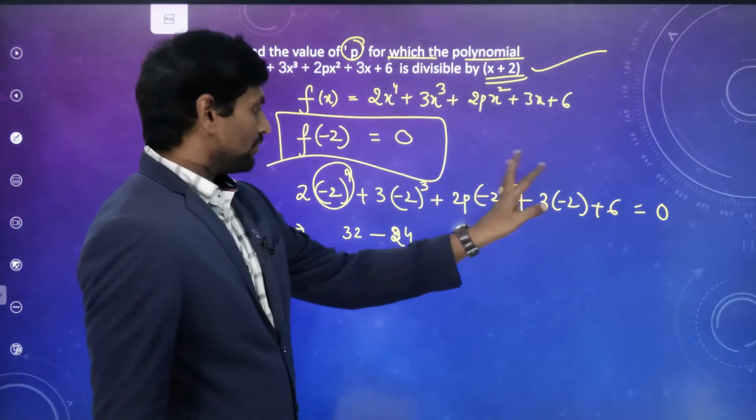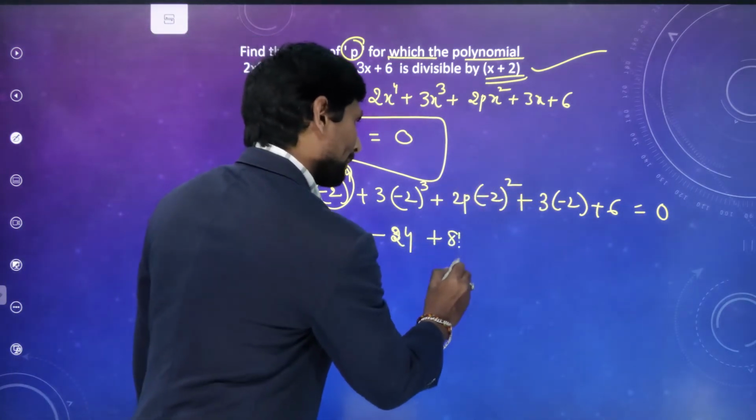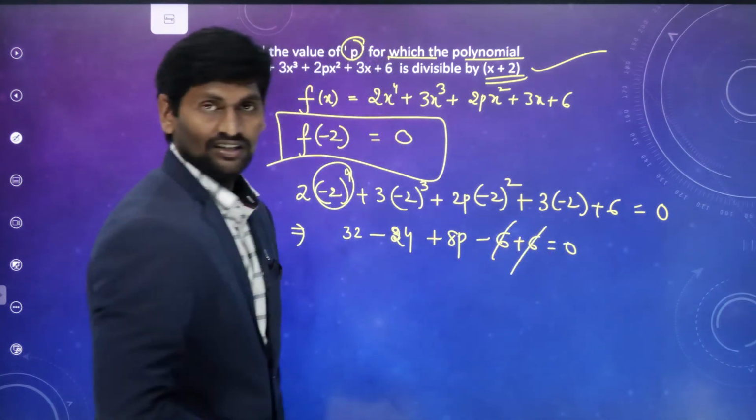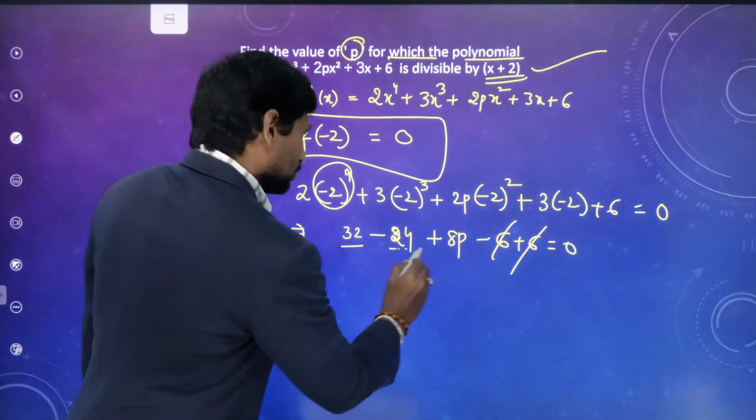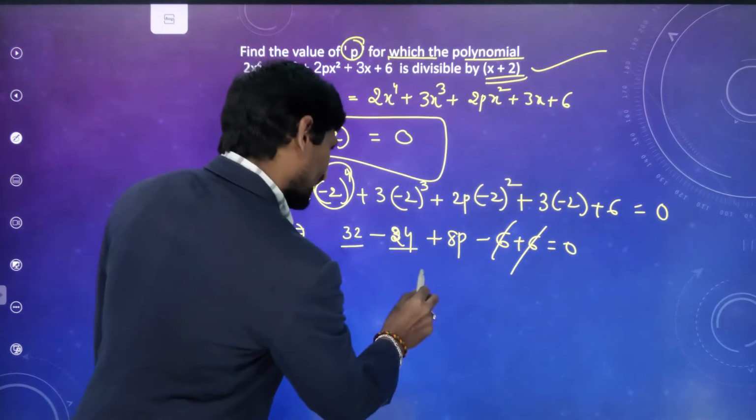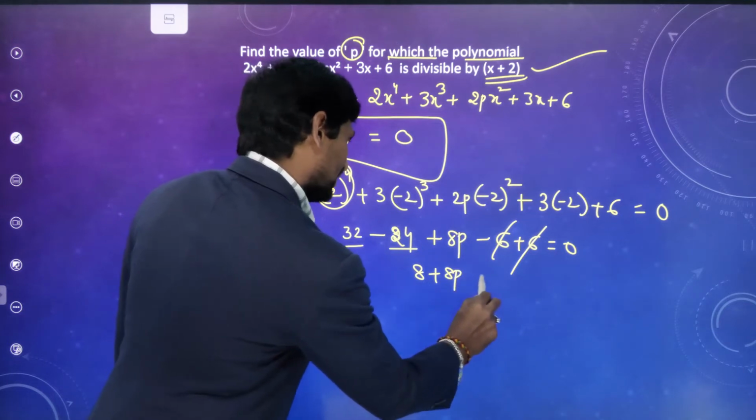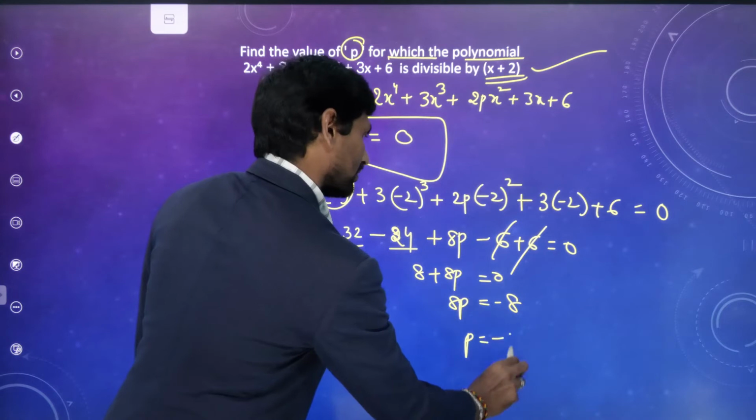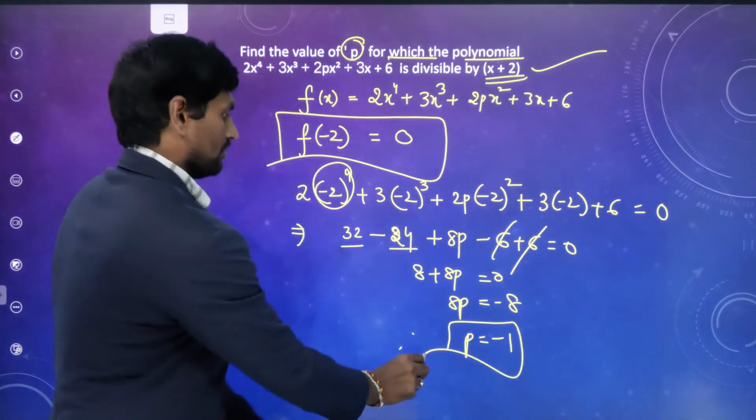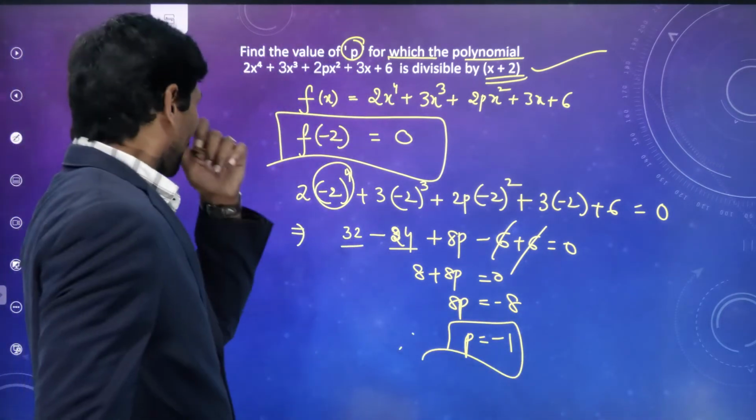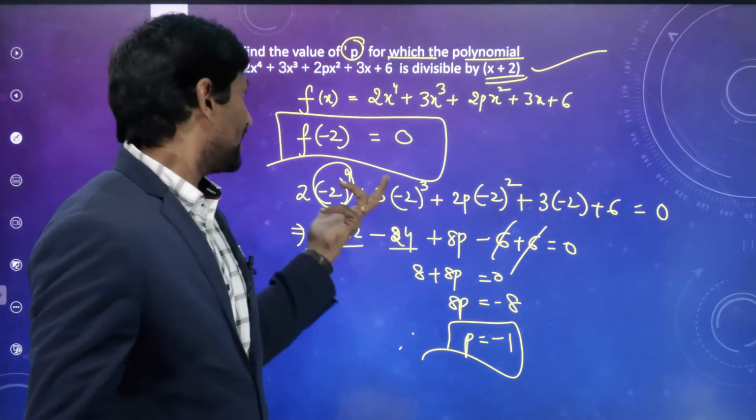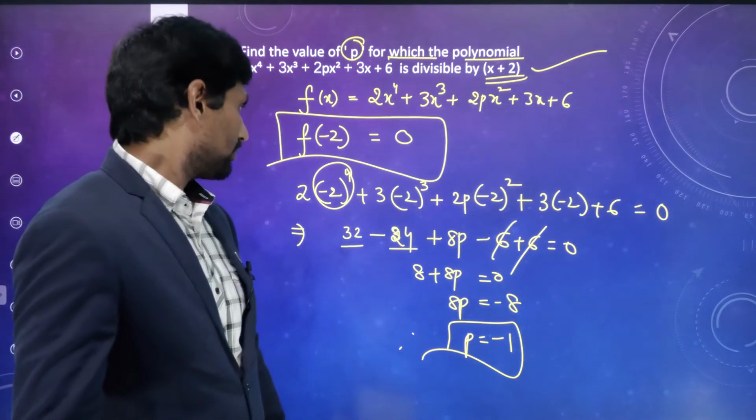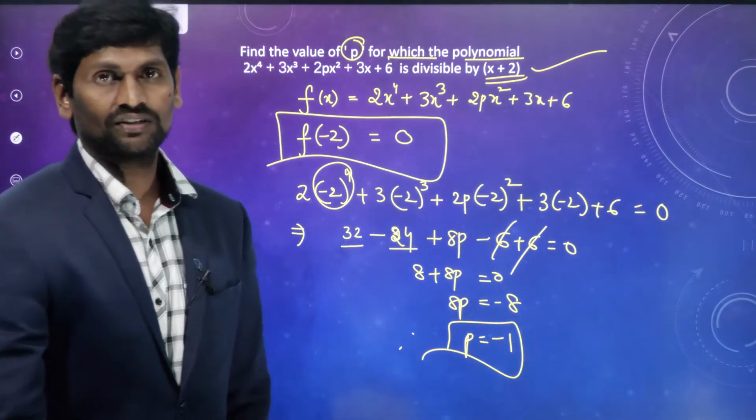Now minus 2 whole square is 4, 4 into 2 is 8, so 8p. And this is minus 6 plus 6 equals 0, minus and plus cancel. Now 32 minus 24 is 8. 8 plus 8p equals 0. 8p equals minus 8 and the p value is minus 1. Okay? So by using the factor theorem, I can identify the unknown value in this. The p value I got is minus 1. Okay?